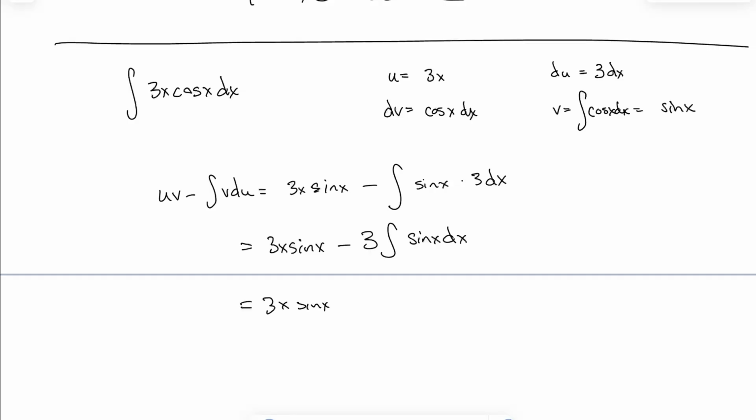3x sine x. So I guess it's going to be now plus 3 cosine x, because the integral of sine is negative cosine. I flipped the negative to a positive. That's that. Any thoughts about this?